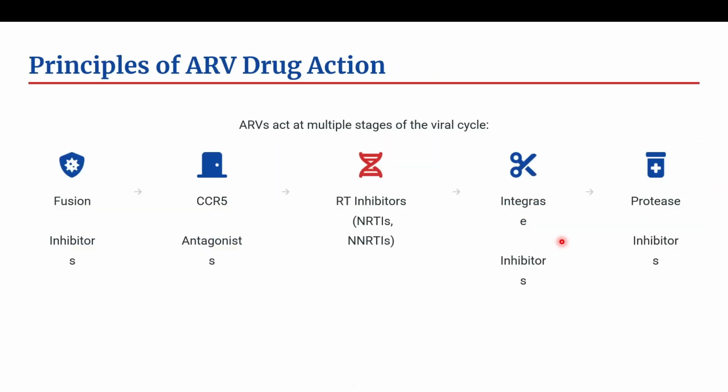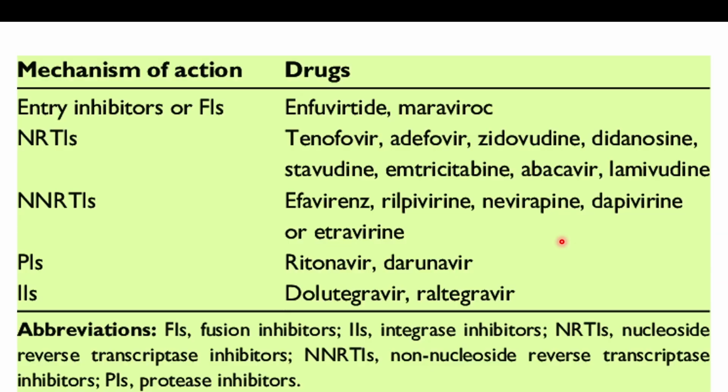So, principles: antiretroviral drugs act at multiple stages of the viral cycle. They can act at the level of fusion to the cell, that is fusion inhibitors, the CCR5 antagonist maraviroc, and reverse transcriptase inhibitors, which can be nucleoside or non-nucleoside reverse transcriptase inhibitors, or integrase inhibitors, or finally the protease inhibitors. All these are the 5 levels at which an antiretroviral drug can act. So the mechanism: entry inhibitors include enfuvirtide, which is also the fusion inhibitor. Maraviroc is a CCR5 inhibitor.